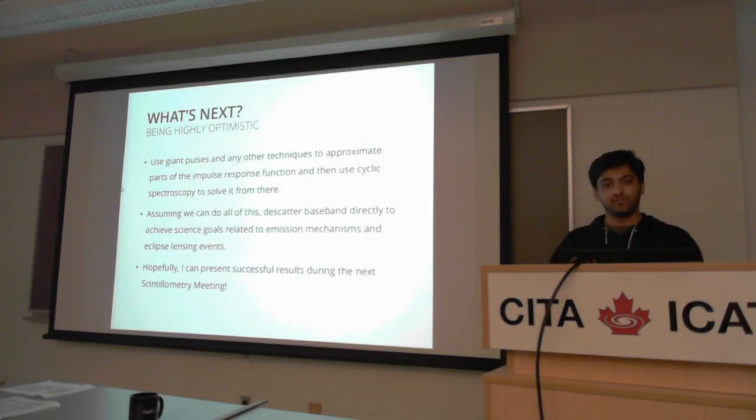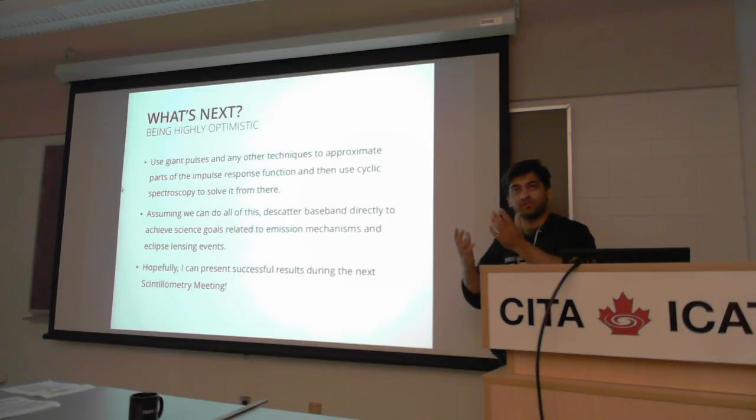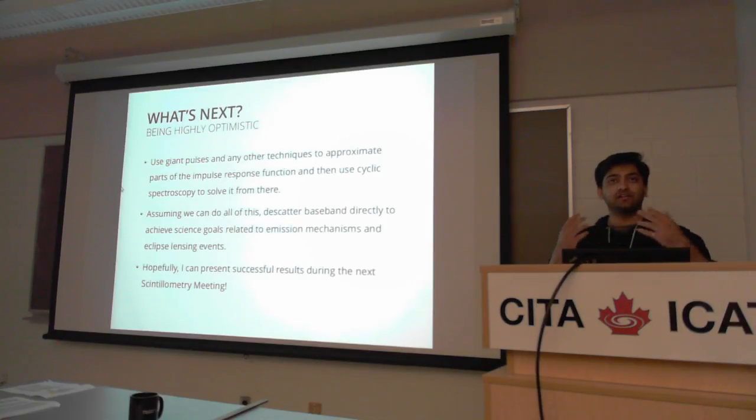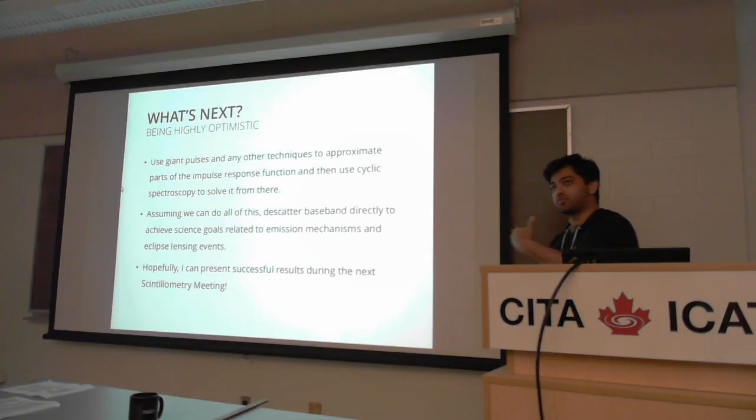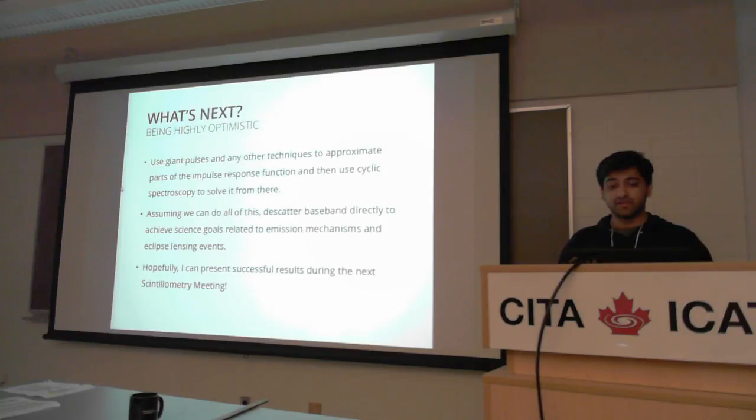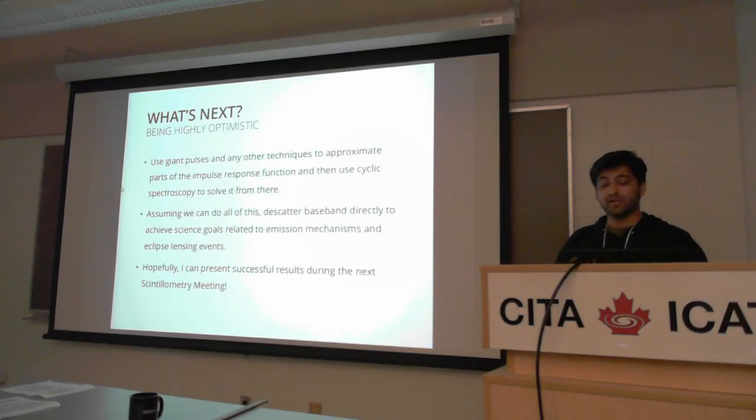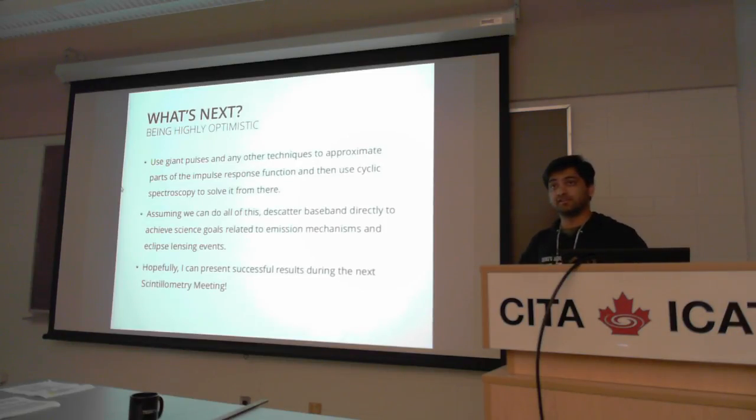So doing the first one is always the hardest one, because essentially what you need is a good guess for your impulse response function and your intrinsic profile. So we can use any other techniques to determine what the intrinsic profile looks like better than what we already can, or if we can guess an initial impulse response function using giant pulses or other techniques, then we might be able to solve this with more efficiency. And assuming we can do this, we might be able to descatter baseband directly to achieve all the science goals I mentioned earlier. And hopefully, if everything goes well and the optimism works out, I can present the results of this at the next interferometry meeting in a year, maybe, at Moscow, hopefully.